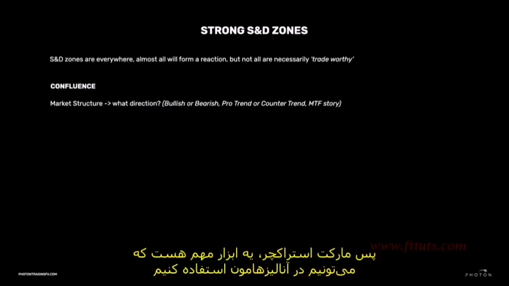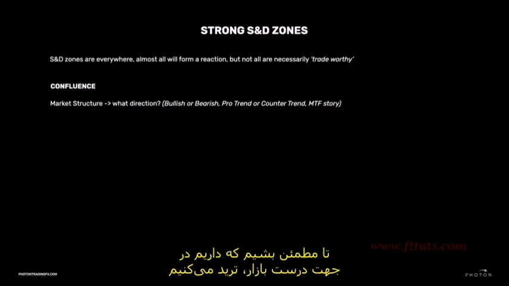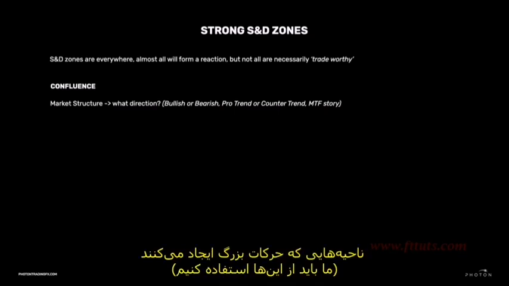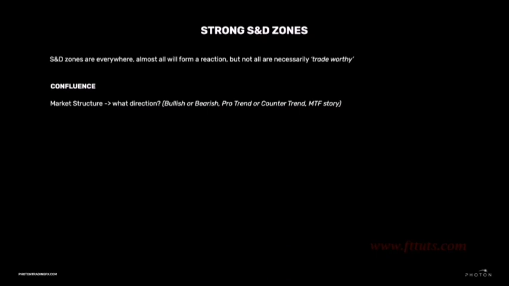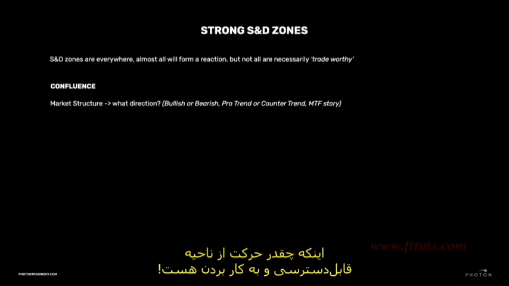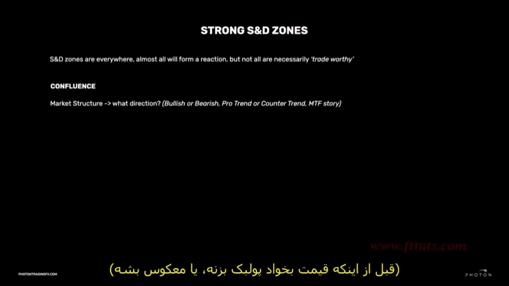So market structure is a very important tool that we can use in our analysis to help us make sure that we are trading on the right side of the market, and that will increase the probability of the zones that we are looking to trade from causing the type of large moves that we actually want to position ourselves in. Market structure will help us to manage our expectations of how far the move from that zone is likely to reach before price may potentially pull back or even reverse. So that's why market structure is king.